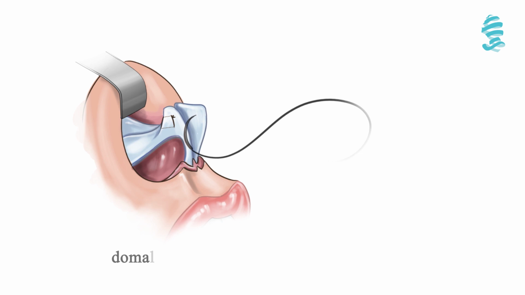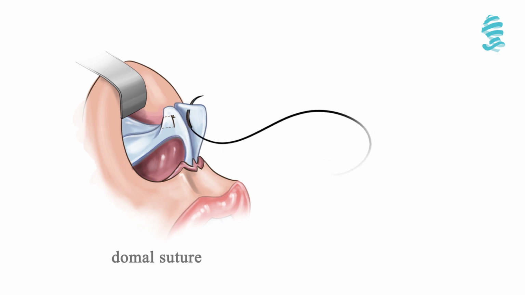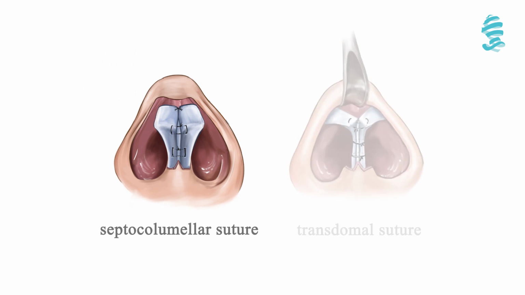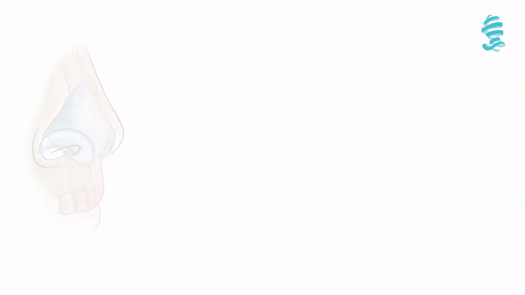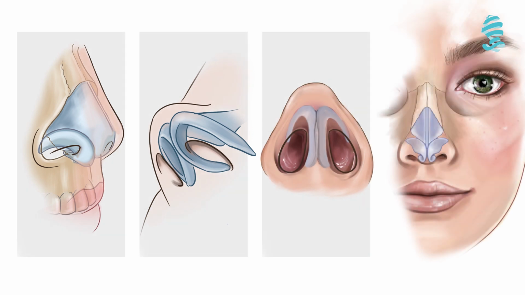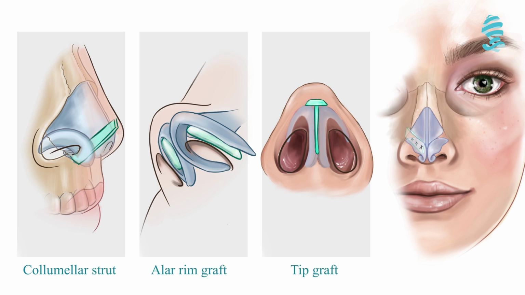Tip sutures are very popular in rhinoplasty. They're used to narrow the domal arch, give a shape to the lateral crus, increase tip projection, and change the rotation of the lateral crura. Domal sutures, septocolumella sutures, and transdomal sutures. Tip grafts are used to support and refine the tip. They are also used to increase tip projection, such as a columella strut, alar rim graft, a tip graft, or a lateral crural strut graft.